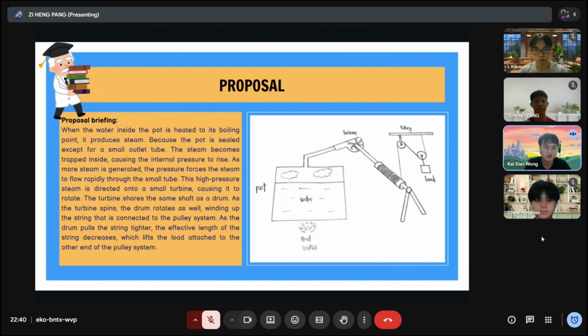This high-pressure steam is directed onto a small turbine, causing it to rotate. The turbine shares the same shaft as a drum. As the turbine spins, the drum rotates as well, winding up the strings that are connected to the pulley system. As the drum pulls the strings tightly, the effective length of the string decreases, which lifts the load attached to the other end of the pulley system.